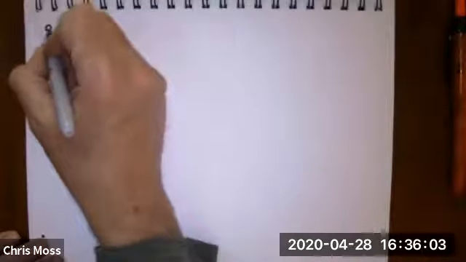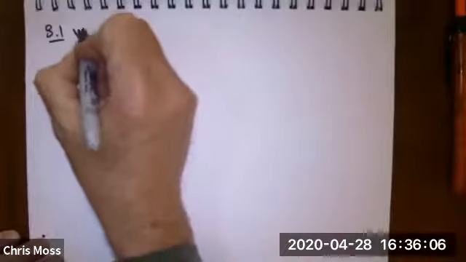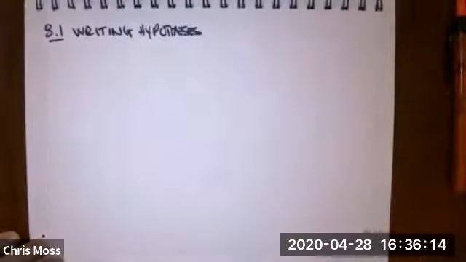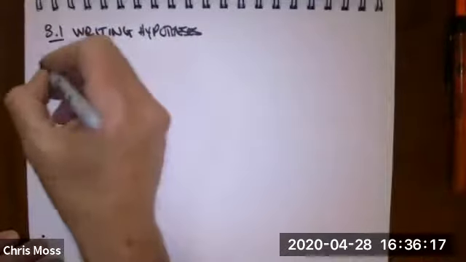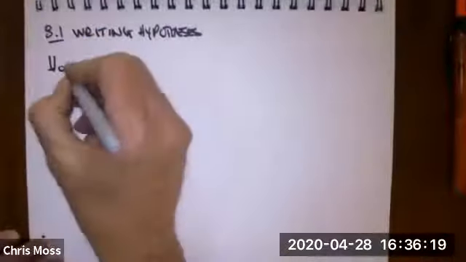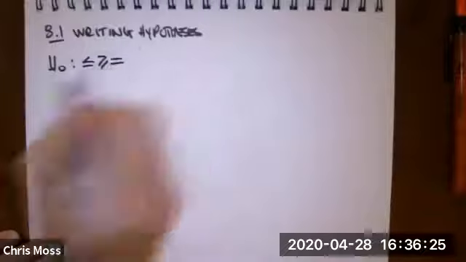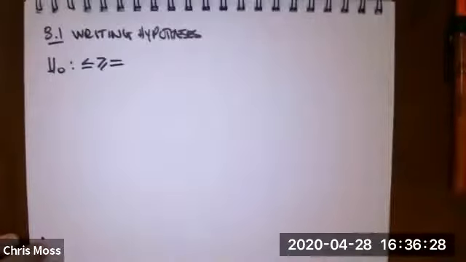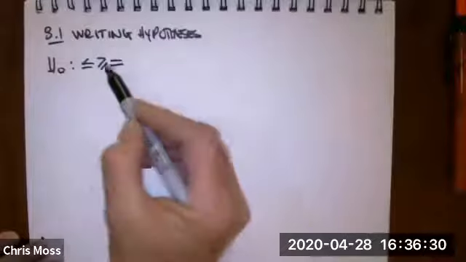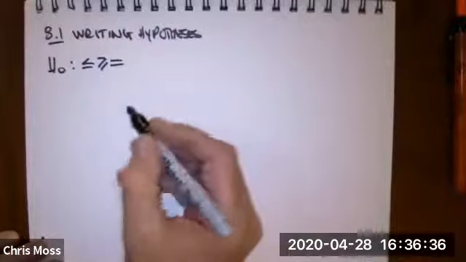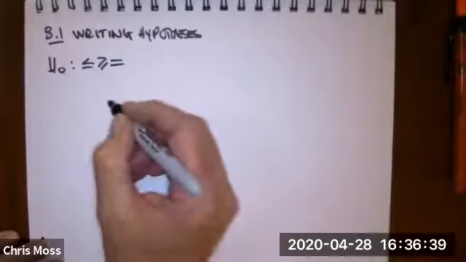All right, so 8.1, writing hypotheses. Now, I'll remind people that we have two. We have the null hypothesis. The null hypothesis is going to be the statement that includes equality. So, if what you are reading is something like a less than or equal to, a greater than or equal to, or an equal to, if that is the case, then we have the null hypothesis.